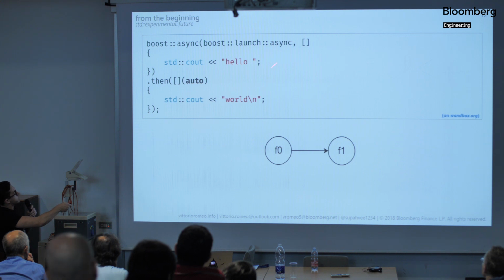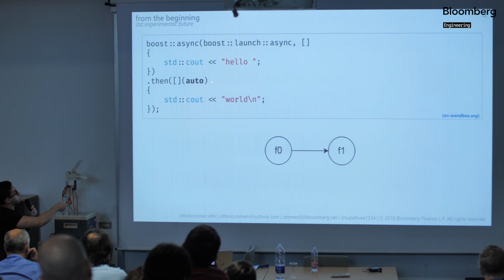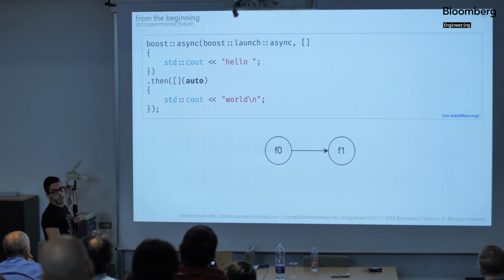So if the parent future returns some value, or throws an exception, you can obtain the value or the exception inside the body of this lambda by looking at the argument. Make sense?